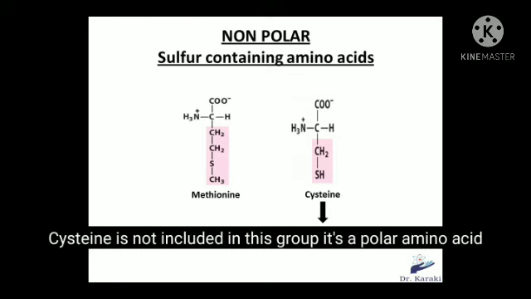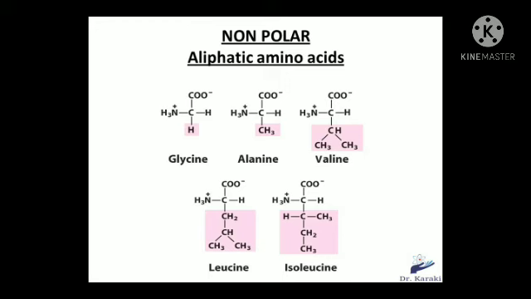We can consider it there, but here I consider it in non-polar just to explain that it is sulfur containing. Actually, it is a polar amino acid. Cysteine carries a CH2SH group, and methionine, its homologue, carries a CH2CH2SCH3 group. Okay, so next compound, that is of non-polar amino acids.